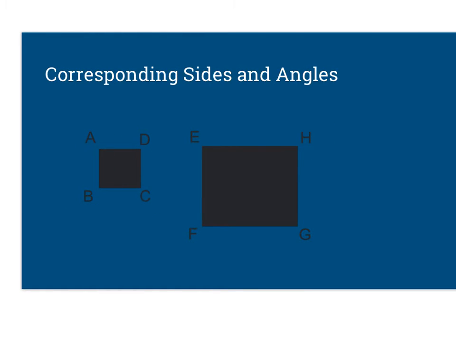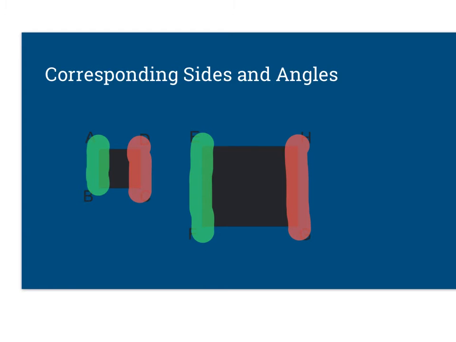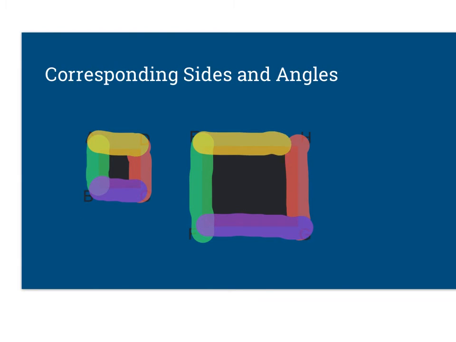Sides can be corresponding as well. Here we have side AB. That corresponds with side EF because they're on the same side of the rectangle. Therefore, side DC corresponds with side HG. Side BC corresponds with side FG. And finally, side AD would correspond with EH. So those are corresponding sides and corresponding angles.